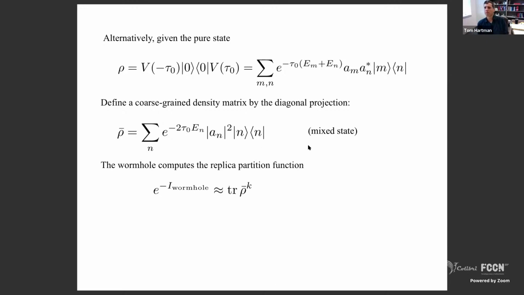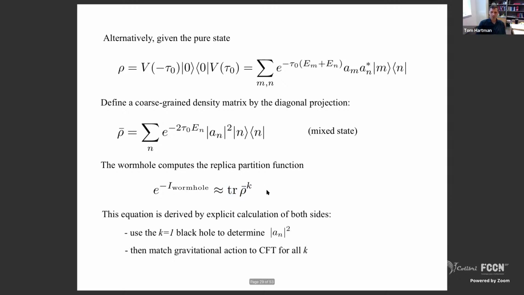And the formula on the previous slide can be recast as a statement that the wormhole calculates the replica partition functions for the coarse-grained state. So let me say that again. We started with the pure state. We define this map to coarse-grain the state. And then the claim is that the wormhole on the gravity side corresponds to the replica trace rho bar to the k, not for the original state of the black hole, which has trivial replicas, but for the coarse-grained state.